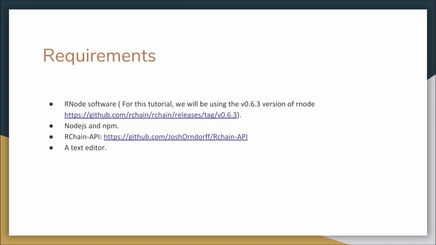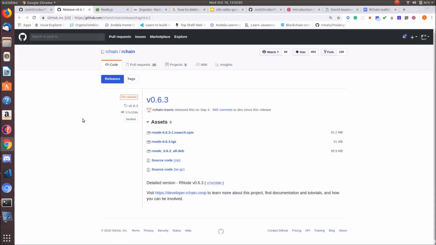The requirements for today's tutorial are the RNode software. Today we're going to be using version 0.6.3. Of course, there are newer versions than this, but we're sticking to this for the purpose of this video. We're going to require Node.js and the Node Package Manager, npm. We're also going to require the RChain API and any code editor of your choice.